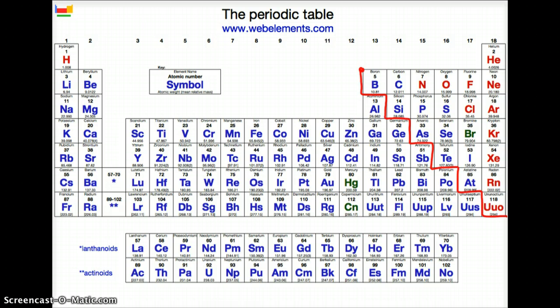You can see that about 4/5 of our elements are all metals, and non-metals comprise just a very, very small portion. Also, you notice on this table, most of those metals are blue, which indicates they are solid at room temperature, and a lot of our non-metals are red.